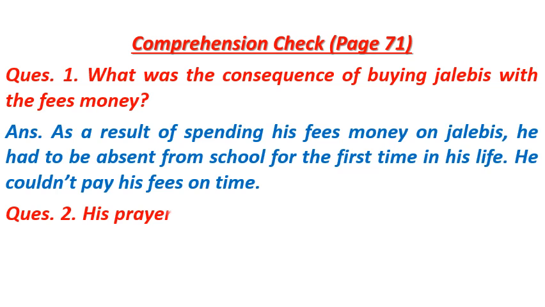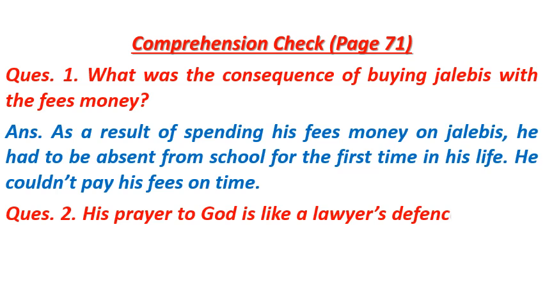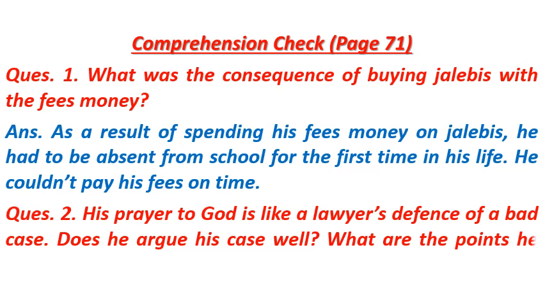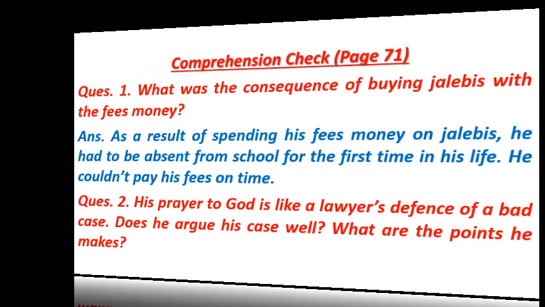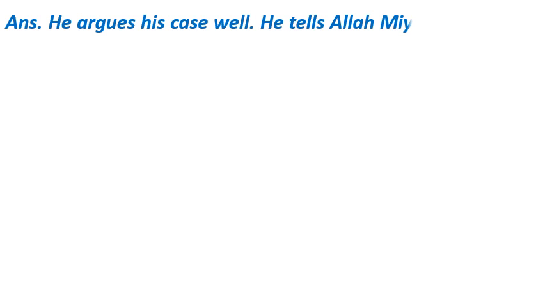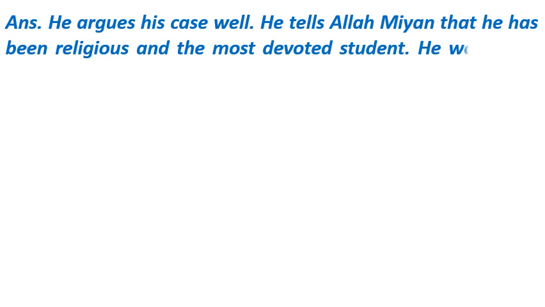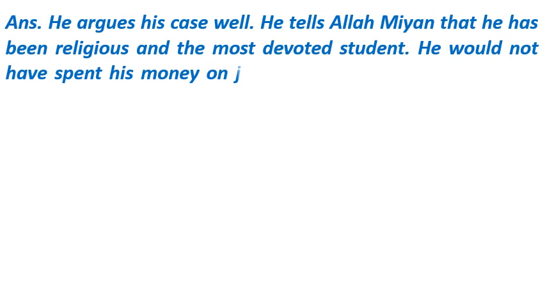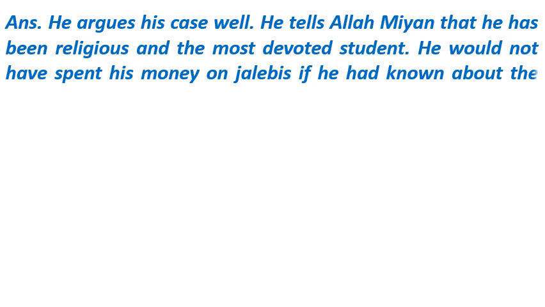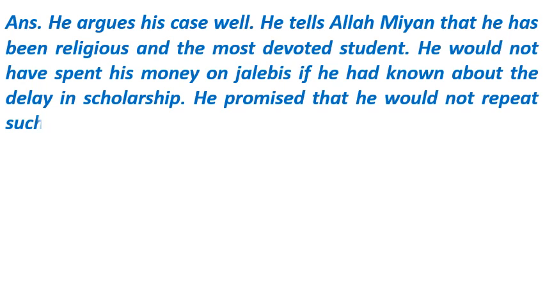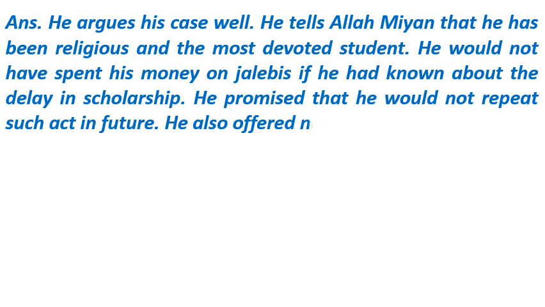Question number 2 is, his prayer to God is like a lawyer's defense of a bad case. Does he argue his case well? What are the points he makes? The answer is, he argues his case well. He tells Allah Miya that he has been religious and the most devoted student. He would not have spent his money on jalebis if he had known about the delay in scholarship. He promised that he would not repeat such an act in future. He also offered namaz, recited 10 surahs.